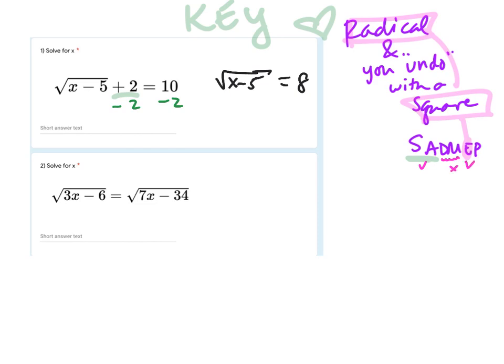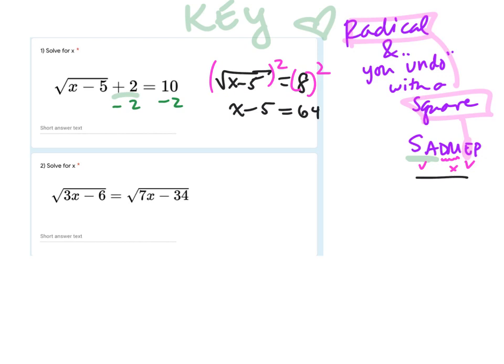I'm going to jump to my square. So I'm going to square both sides. No, that's a 2. It doesn't really look like it. I'll fix it. 2. I like parentheses because sometimes things are negative and then they don't go as planned. So then what pops out here is x minus 5 is equal to 64. So use a calculator. 8 times 8 is 64. And then I'm going to reset.